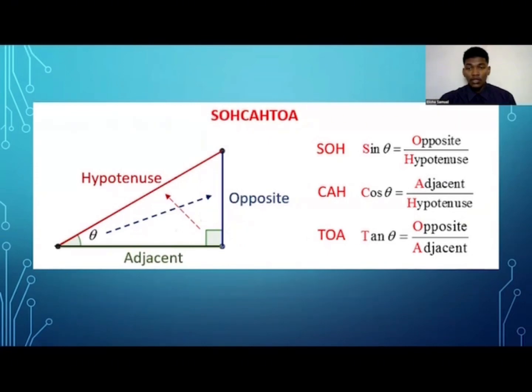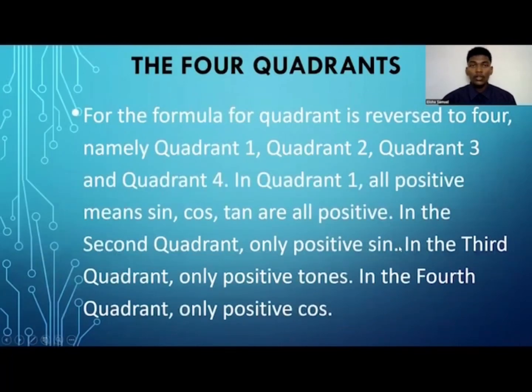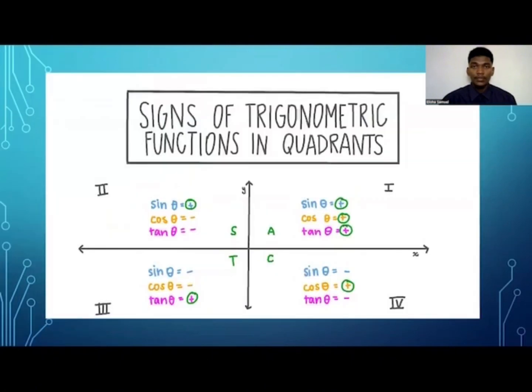After that, we will use the SOH CAH TOA. SOH means sin theta equals opposite over hypotenuse. CAH means cos theta equals adjacent over hypotenuse. TOA means tan theta equals opposite over adjacent. Okay, now we are going to the second formula.